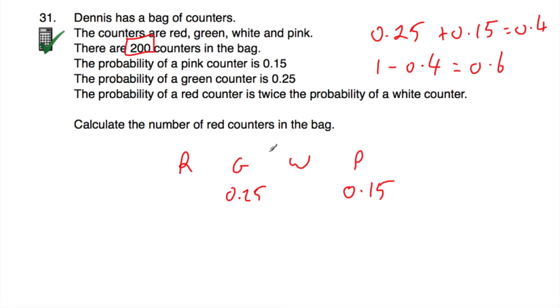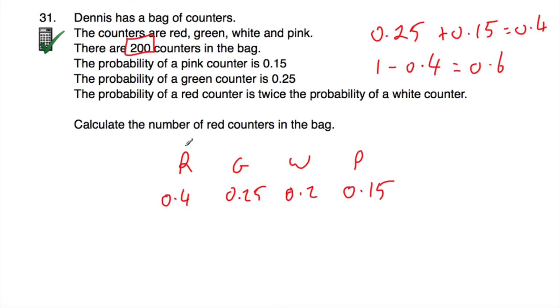Now, they're not equal. It's not going to be 0.3 and 0.3 because we're told that this probability is twice that probability. Well, actually, I can spot it straight away. That's going to be 0.4 and that's going to be 0.2 because 0.4 is double 0.2 and they both add together to be 0.6. So I just spotted it there.